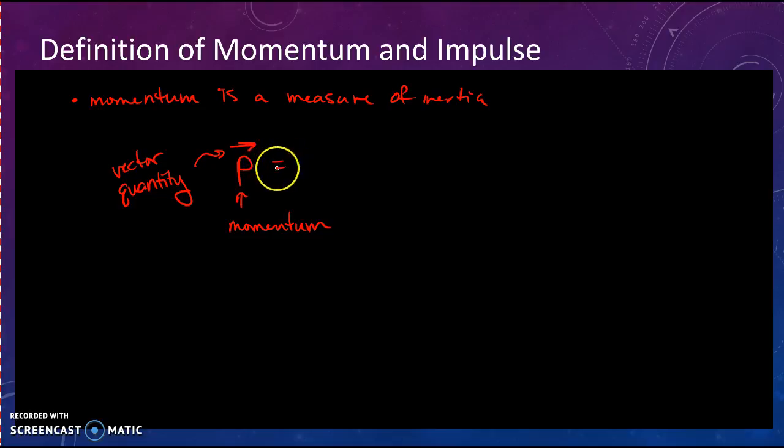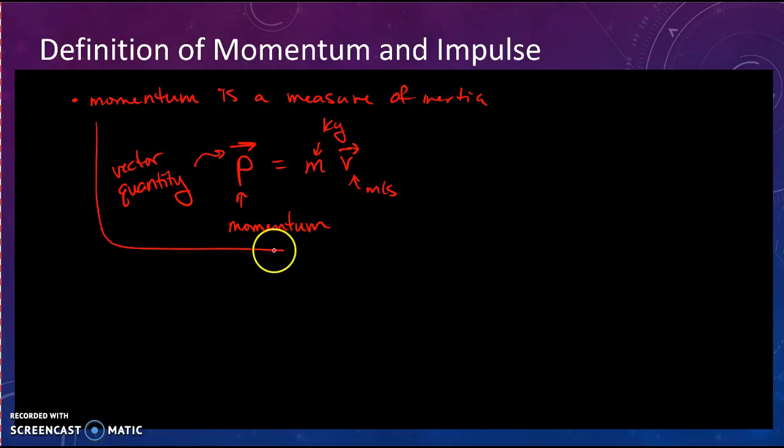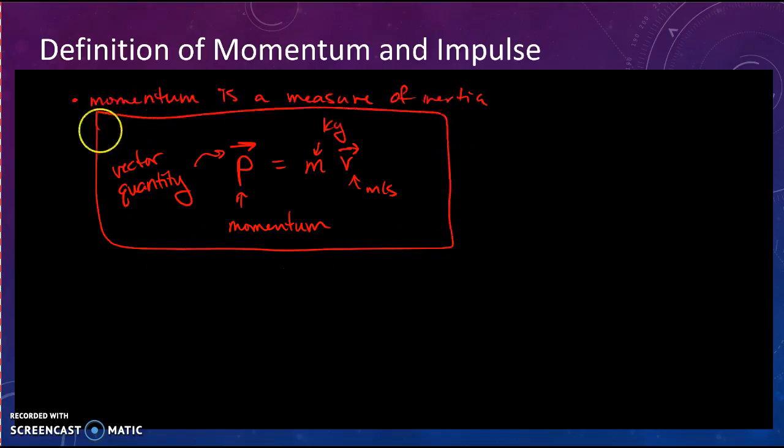Momentum is equal to the mass of an object in kilograms times the velocity it has in meters per second. And momentum will have the same direction as the velocity. Whatever direction the velocity goes in, that's the direction the momentum goes in as well. So this is the first equation, the big equation in this chapter: p = mv, where p stands for momentum.